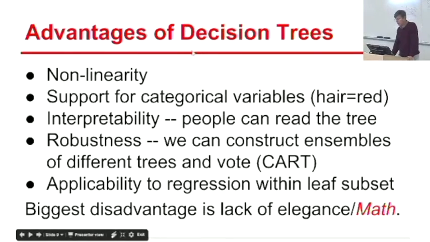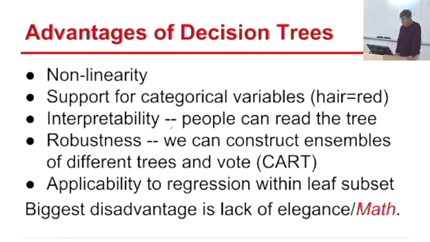So what are the advantages of decision trees? One is, as we've said, they are nonlinear. One is that they naturally support categorical variables. If you wanted to say, did someone survive the Titanic, if more or less likely because their hair was red, it becomes a test, right? And there's no reason why your tests can't be categorical variables. So that's good. It's interpretable.